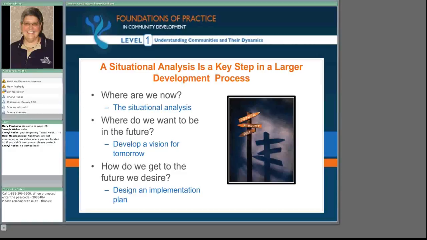It helps us figure out where we are now and how we got here. It can be the jumping off point for thinking about where we want to be in the future and developing a vision for the future. And the situational analysis is really a key starting point in thinking about how to design a strategic or implementation plan to get to that future that we've talked about and agreed upon as members of the community.